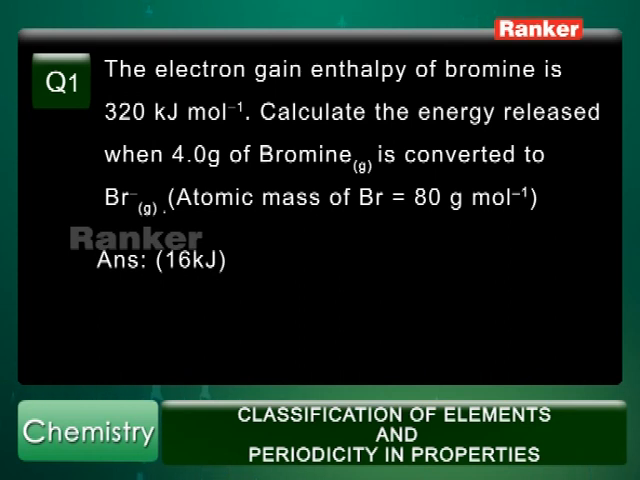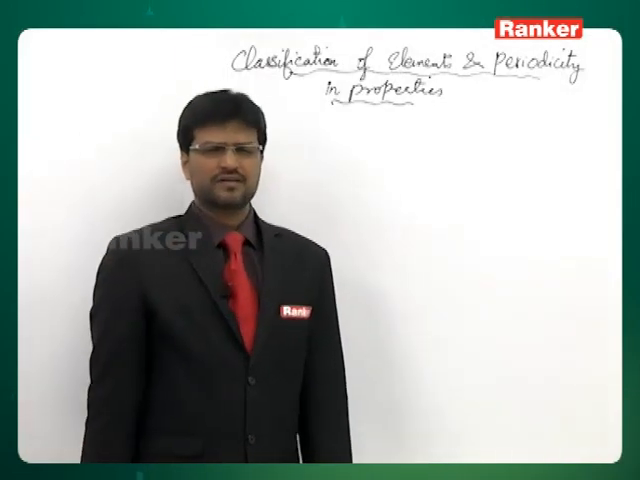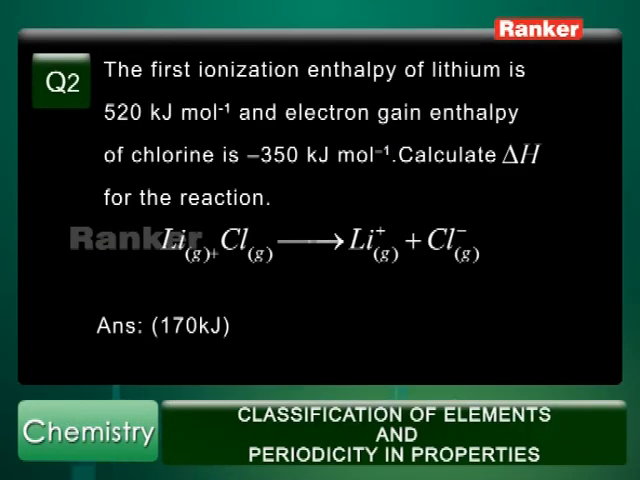Well, this was question number 1. The correct answer we got is 16 kilojoules per mole. It's just a matter of finding out the number of moles of bromine and multiplying with electron gain enthalpy. Well, question number 2. The first ionization enthalpy of lithium is 520 kilojoules per mole and the electron gain enthalpy of chlorine is minus 350 kilojoules per mole. Calculate delta H for the reaction.